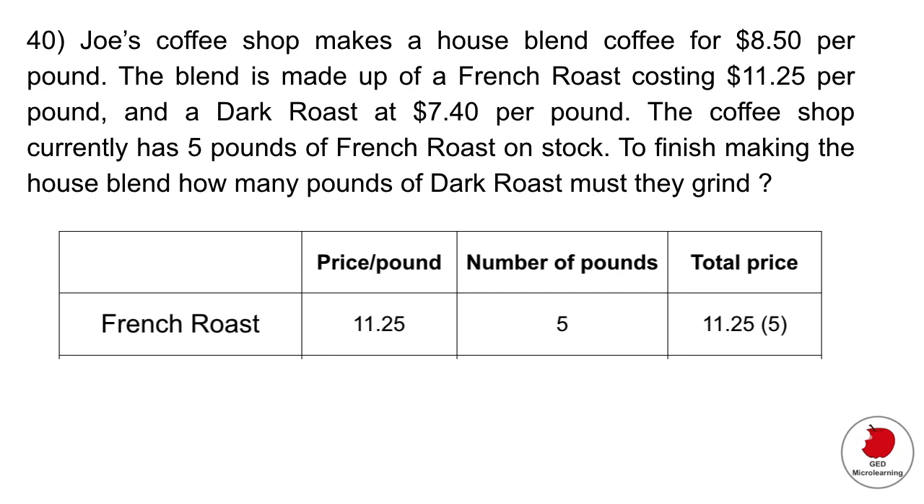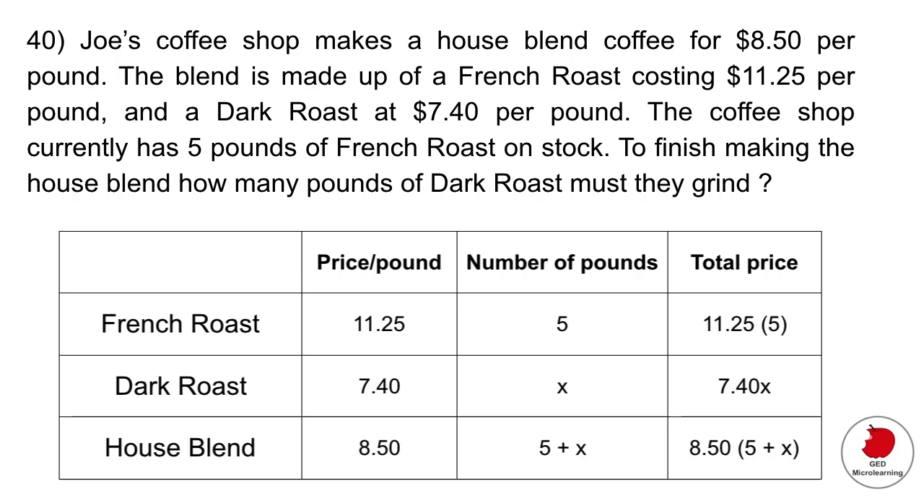Okay, we're going to do the same thing for their dark roast. So for the dark roast, the price per pound is $7.40, and we don't know how many pounds we need. So that's going to be X. So the total price would be $7.40 multiplied by X.